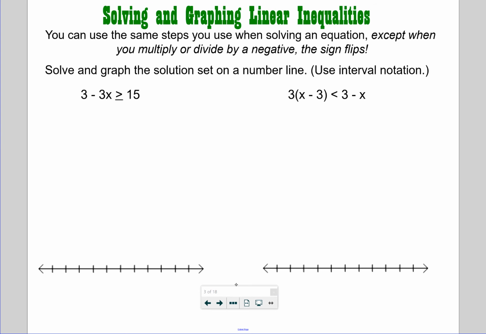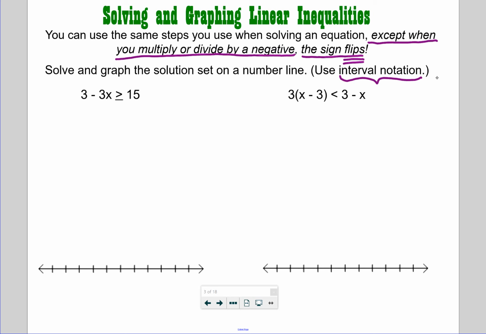All right, so let's start with some basic solving problems. Here we're going to solve and graph, and we're graphing on a number line, a linear inequality. The nice thing about these is you can use the same steps as when you're solving an equation with one exception. That exception is when you multiply or divide both sides by a negative number, the sign flips. When we say flips, we mean it's going to change from a greater than symbol to a less than symbol, or a less than symbol to a greater than symbol. We're going to solve and graph these, and we'll be using interval notation again. Interval notation, remember, is our parentheses and brackets that we used with domain and range.